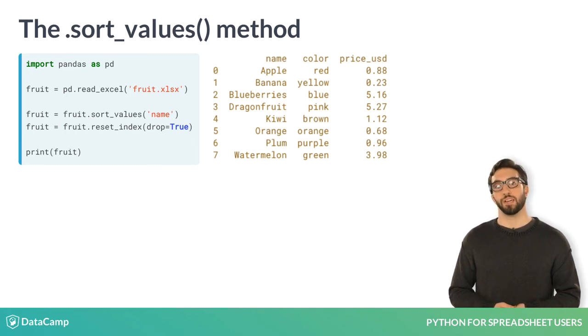In the code, you will also notice we've used the reset_index method. This is done so that our index remains ordered. In the exercises, this will be done for you.